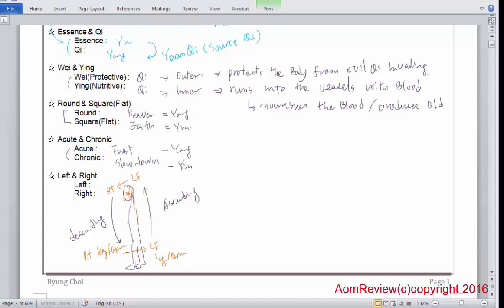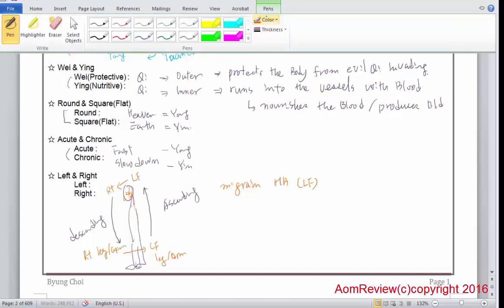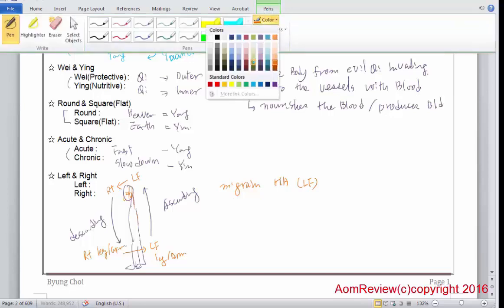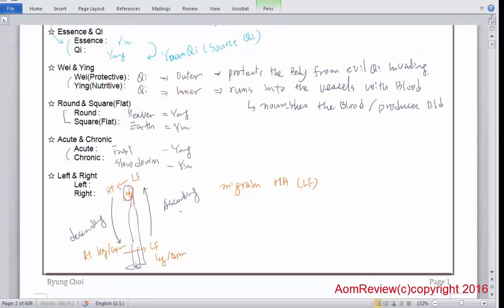Okay, so here's the question. Who has a migraine headache on the left side? What type of condition do you expect in this patient? In most cases in clinic, the people who suffer from a migraine headache on the left side, this is more related to a deficiency condition, especially liver blood or liver yin.